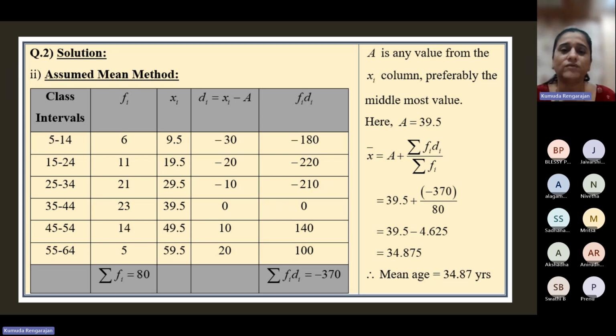After this, think of the formula. What do you have in the formula? Sigma fi di. So you should multiply the fi value with the corresponding di value, not fi xi here, fi di. Then find the total of the fi di column and the total of the fi column, and put the values in this formula to find the mean.